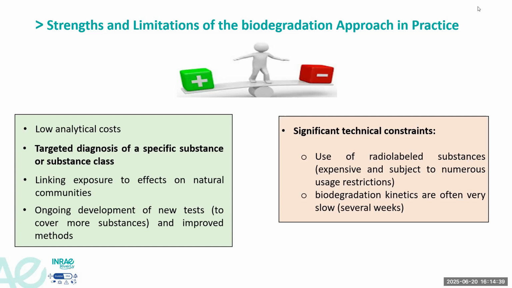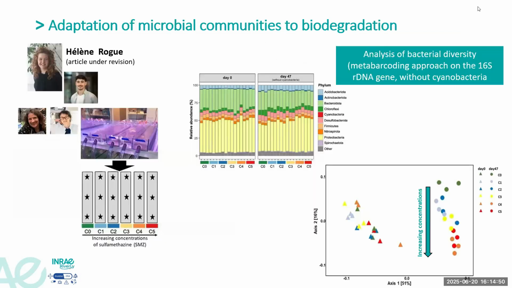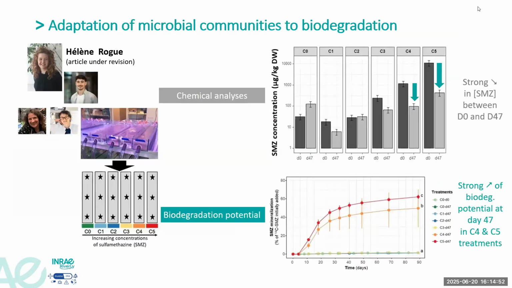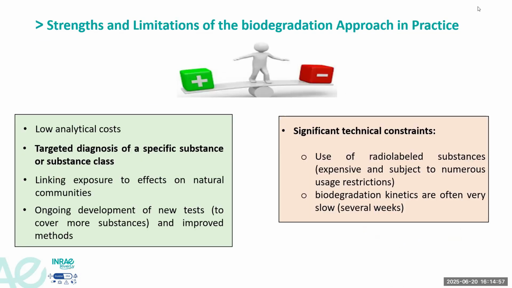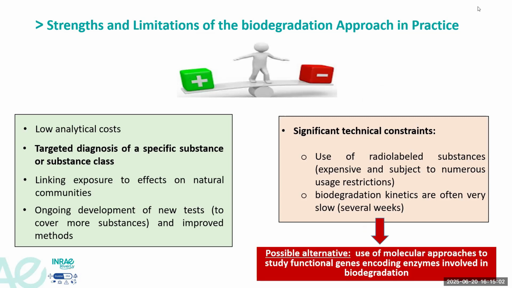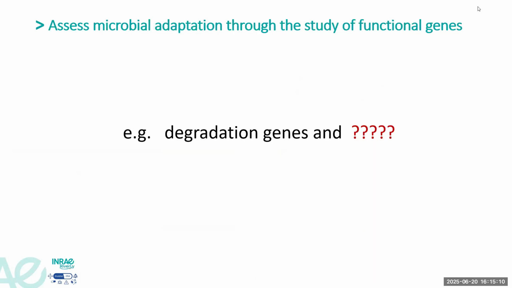The first one is the use of radiolabeled substances, because this is expensive and subject to numerous constraints, because it's not always possible to use this kind of substance. Also, as you can see here, for example, the kinetics of biodegradation are generally quite long, so you have to wait for several weeks before obtaining the result of your study. A possible alternative is to use molecular approaches to study functional genes that are involved in the biodegradation. This is the last part of my talk. I will give you some examples of the use of functional genes.